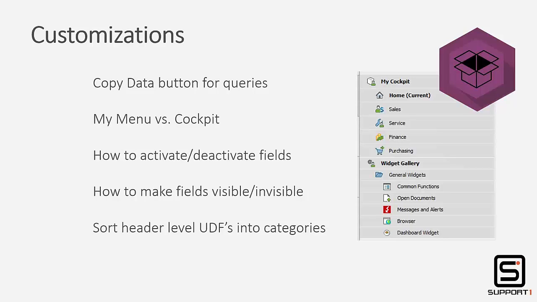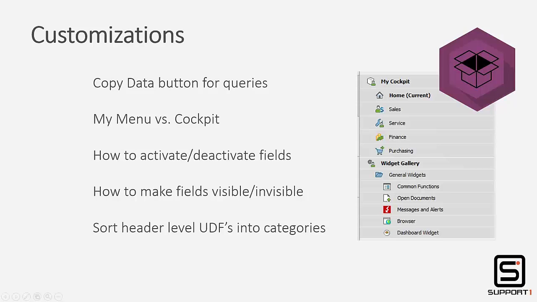We want to just look at some customizations. First, we're going to look at copying data from query results. So instead of exporting a query to Excel like you normally would, and hoping that you have AutoRun installed or even Excel installed, you can now copy the data directly from the query and paste it into Excel.